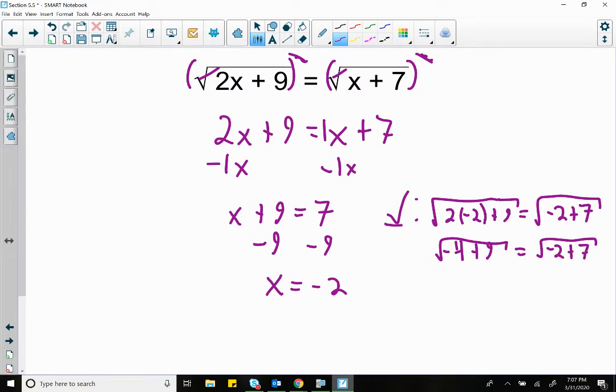Well, what is negative 4 plus 9? That gives us the square root of 5. What's negative 2 plus 7? That gives us the square root of 5. So is the square root of 5 equal to the square root of 5? You betcha. So this answer checks out. That answer is A-OK because both sides are the same.